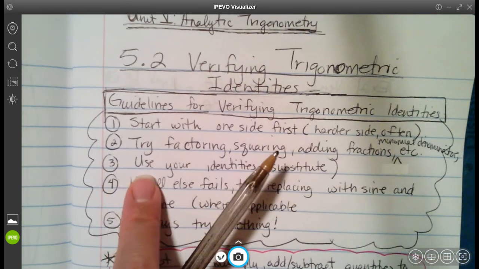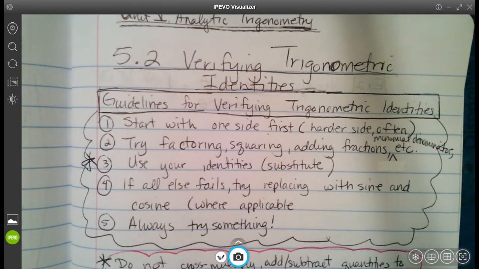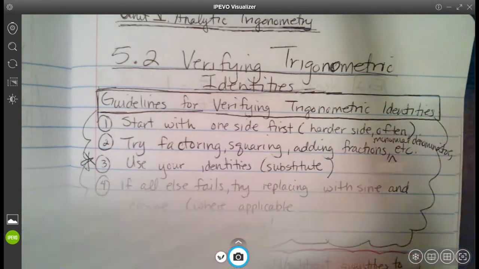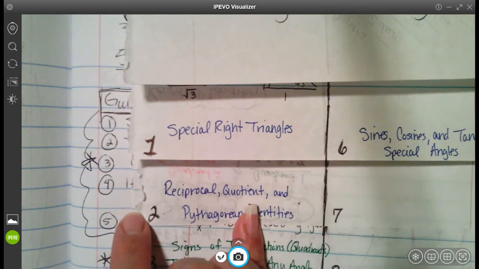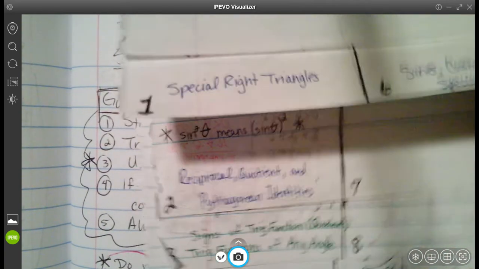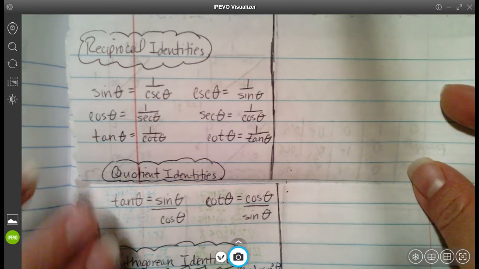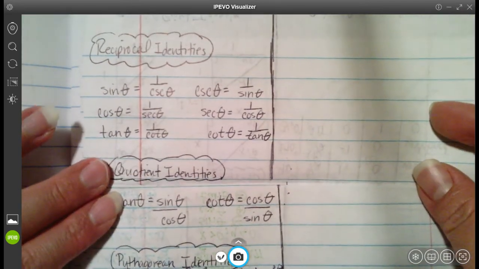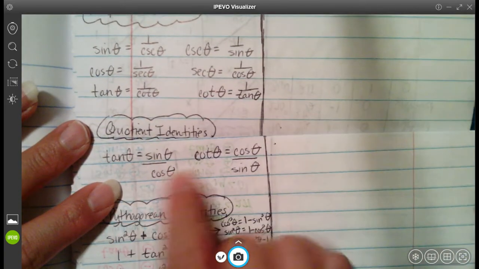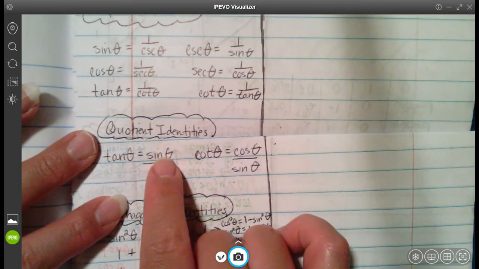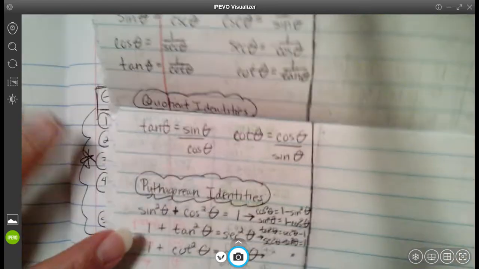Okay, number three, this is the big one. You need to use your identities. We're going to substitute. In your foldable, under tab number 2, you have the identities that we're going to be using for this one. You have your reciprocal identities at the top, which are basically just the reciprocal flip. Your quotient identities, which are just the basic ones, tangent and cotangent being x and y, sine and cosine respectively. And you have your Pythagorean identities, which we use quite a bit of.